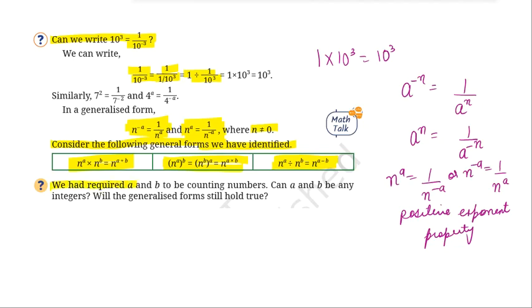We had required a and b to be counting numbers. Can a and b be any integers? Will the generalized form still hold true? So yes, the generalized form still holds true when a and b can be integers. So let us give an example. Suppose you have 2 to the power of minus 2 divided by 2 to the power of minus 4. तो अभी फर्स्ट ऑफ ऑल लेट्स कन्वर्ट दिस इनटू द पॉजिटिव एक्सपोनेंट.